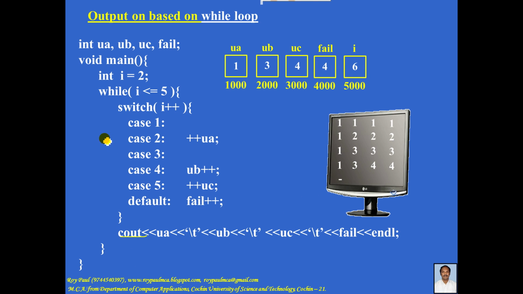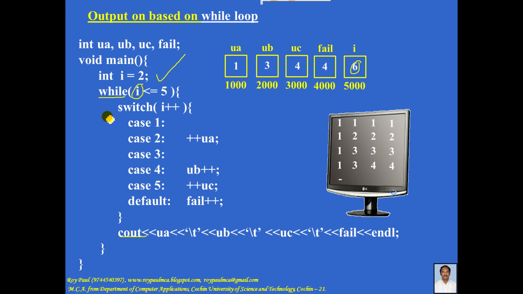Now after cout, because of while loop statement repeats, what's the current value for I? It is 6. So 6 less than or equal to 5, condition wrong, you exit from while loop, and here the program terminates. So for this program, this is the output.